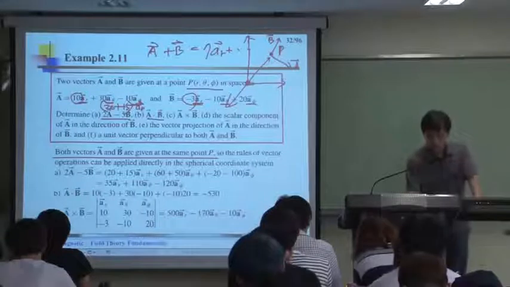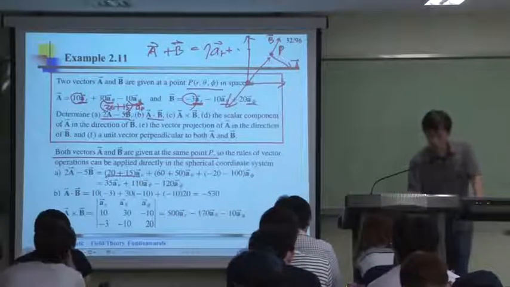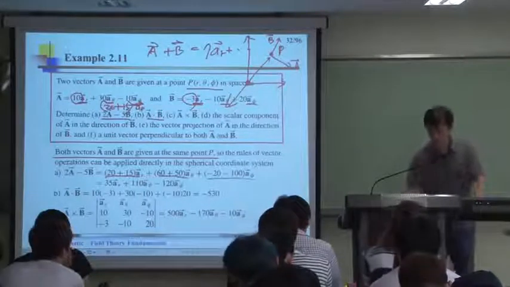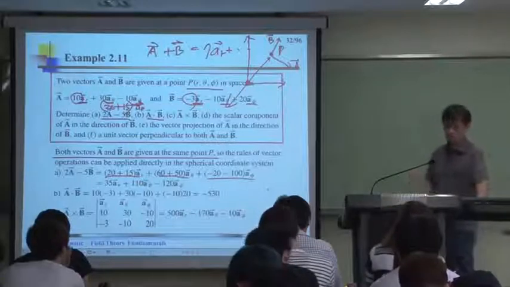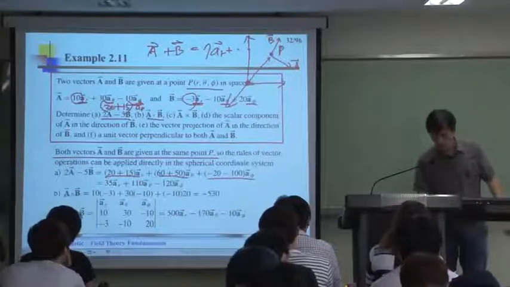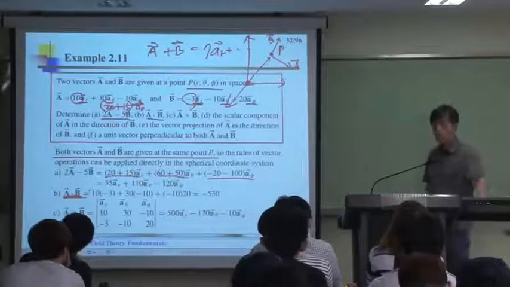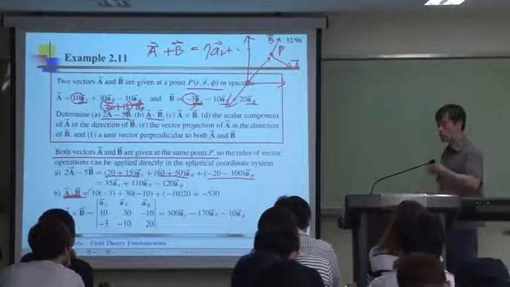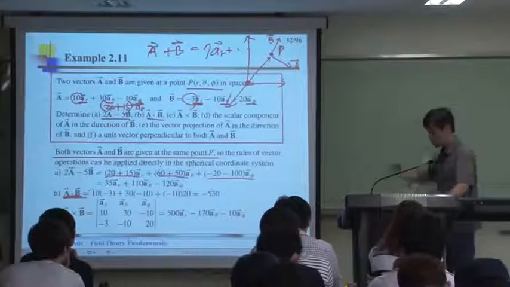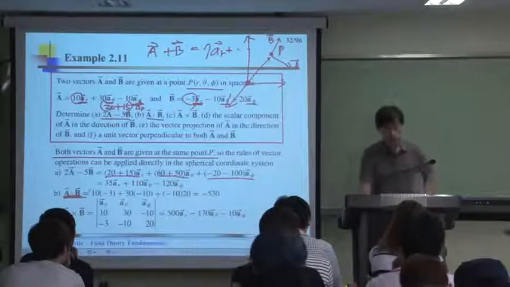So in this way, the R component, theta component, and phi component can be done directly, and also the dot product can be done the same as you already did in x, y, z coordinates.